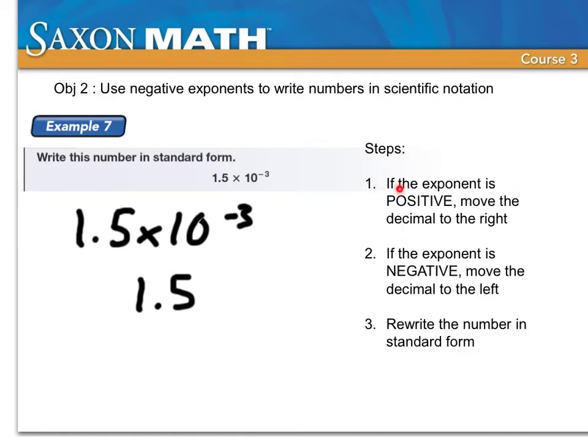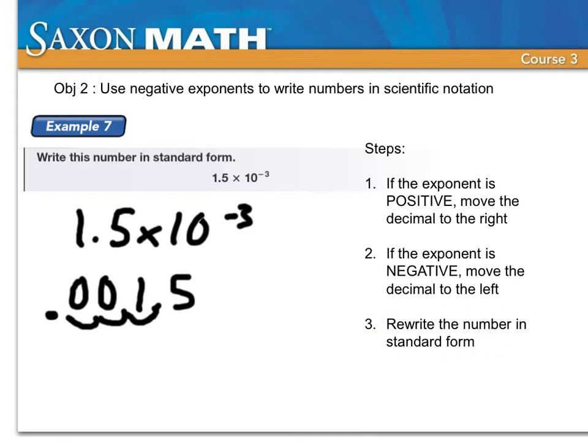Okay, if the exponent is positive, we move the decimal to the right. And step 2 says if the exponent is negative, we move the decimal to the left. Well, the exponent here is negative, so I'm going to move the decimal to the left this many places. So it's going to go to the left 3 spots. So I'm going to count 1, 2, and then 3, and throw my decimal out here in front. Okay, then of course we would fill in 2 zeros here.